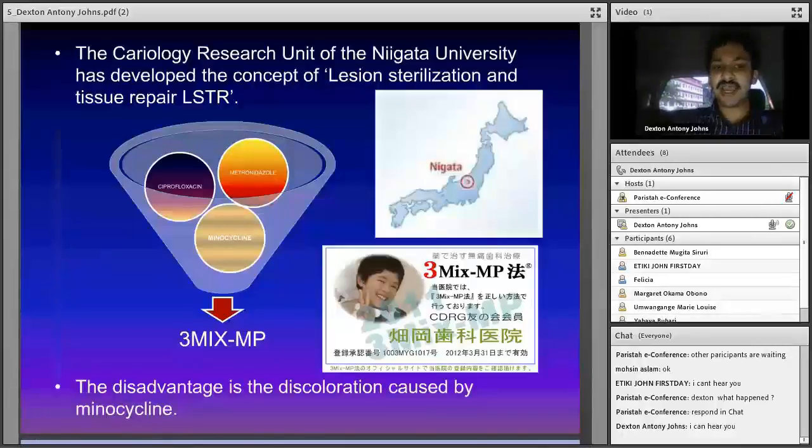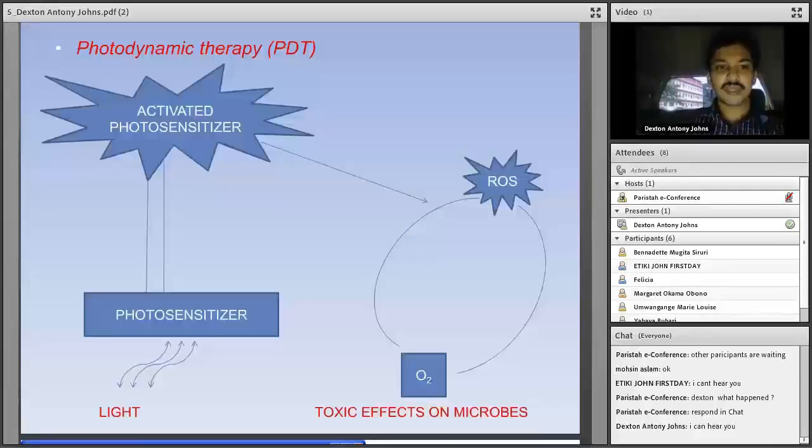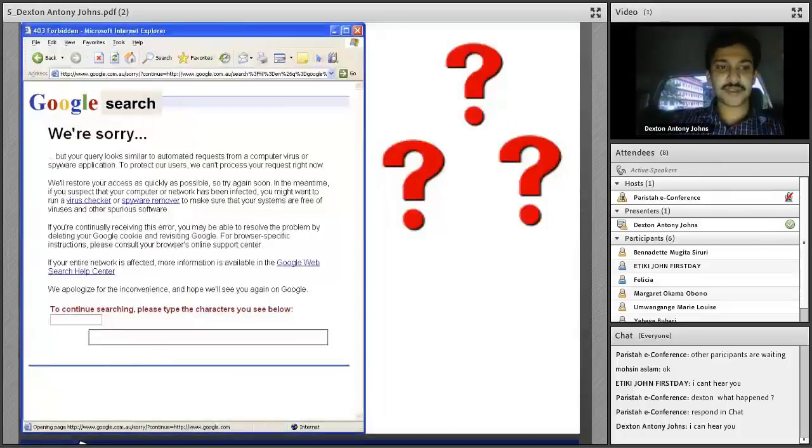With an array of antibiotics available, like ciprofloxacin, metronidazole and minocycline, it is called the triple antibiotic paste, an effective medicament for disinfection. Next is photoactivated therapy, known as photodynamic therapy. You have a sensitizer which is activated by light, and it produces free radicals which help in the death of microorganisms.